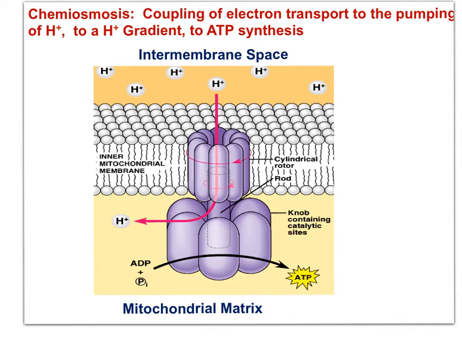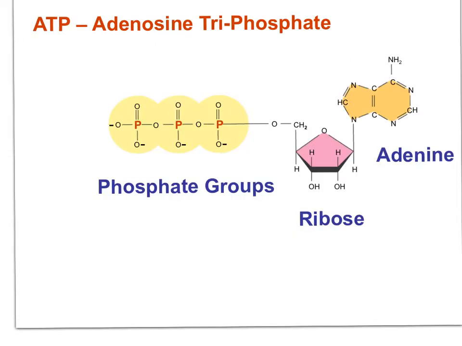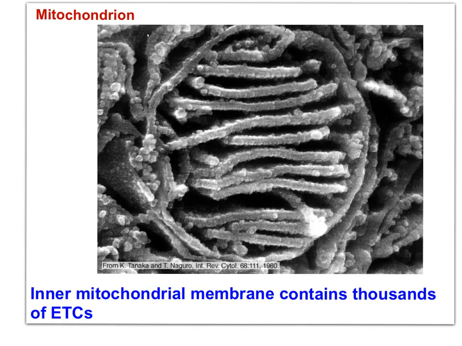Chemiosmosis is a coupling of the electron transport chain to the pumping of hydrogen ions, to a hydrogen ion gradient, to ATP synthesis. Here is a diagram of ATP. In chemiosmotic oxidative phosphorylation, ADP is joined to a free inorganic phosphate to form ATP. And the bonds between the phosphates are easily broken to provide energy for active transport, movement, and anabolic reactions like protein synthesis. Here's an electron micrograph of a mitochondrion.